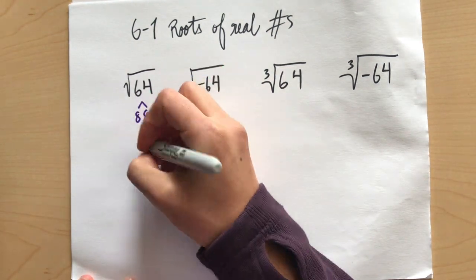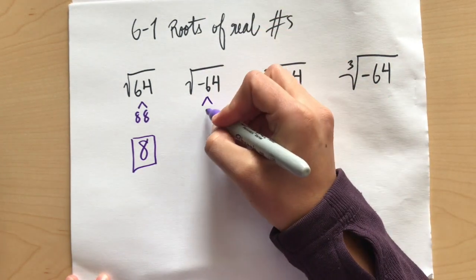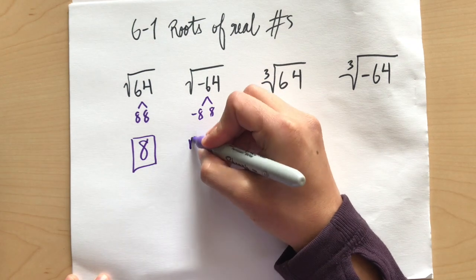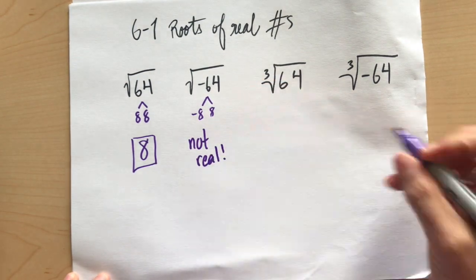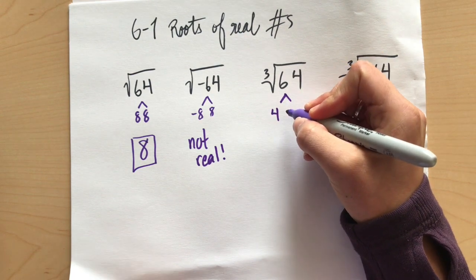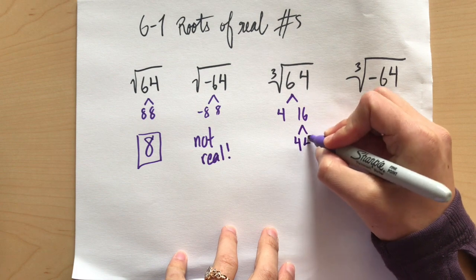First of all, 8 times 8 is 64, which means the square root of 64 is 8. And then also square root of negative 64. Well, there's no two of the same number that can multiply to a negative, right? Because negative 8 times negative 8 is positive 64, and negative 8 times 8 is negative 64. So that is not a real solution. There's no square roots of negative numbers.